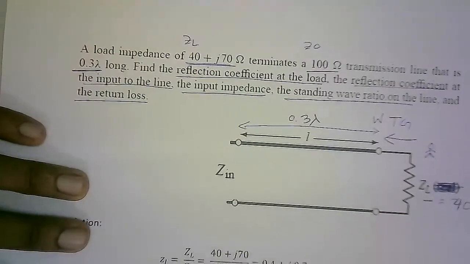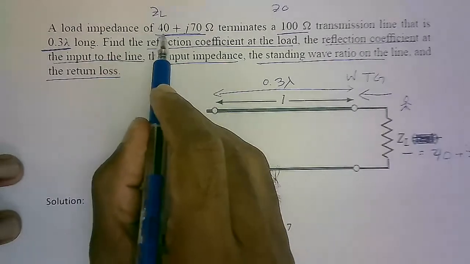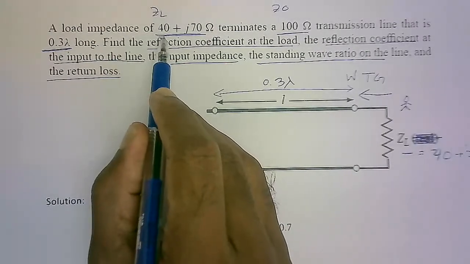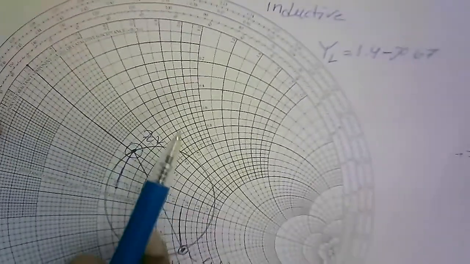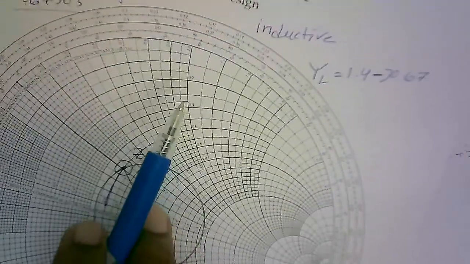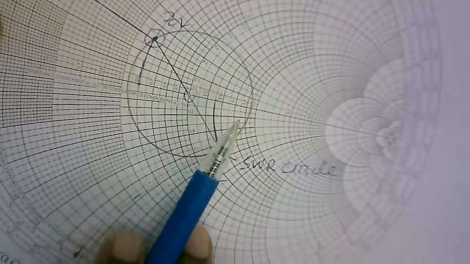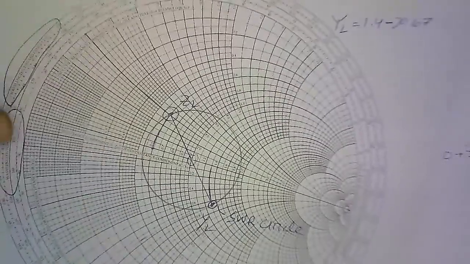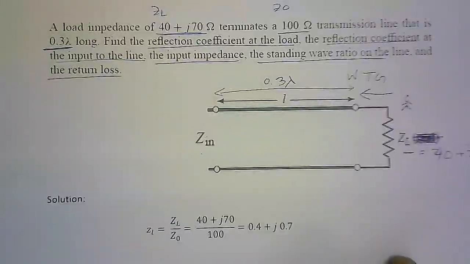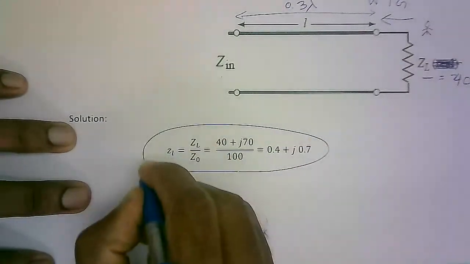Now come to the solution. As far as the Smith chart is concerned, there is no 40 or 70 or 100, because these are mostly 0.6, 0.4, 0.2, 1, 1.2. How can we do it? To do so, there is a technique that we need to apply: we need to normalize it.